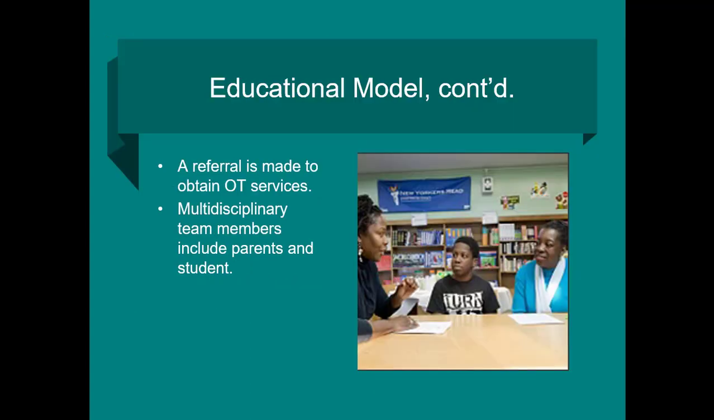The OT practitioner is involved upon referral from the team or during developmental screenings. Team members may include teachers, special education staff, speech therapists, physical therapy staff, adaptive physical education specialists, and of course the parents and the student.